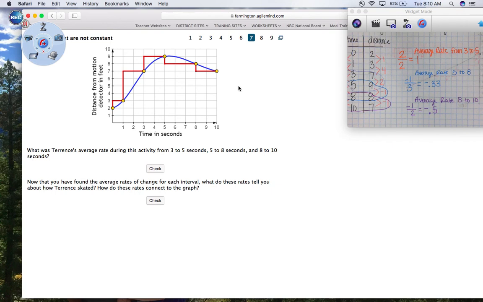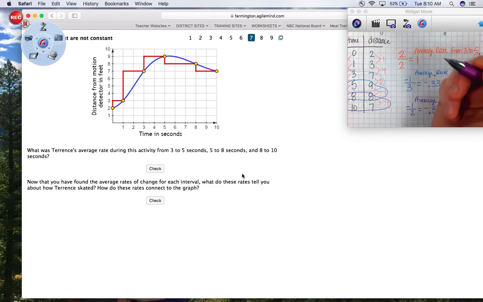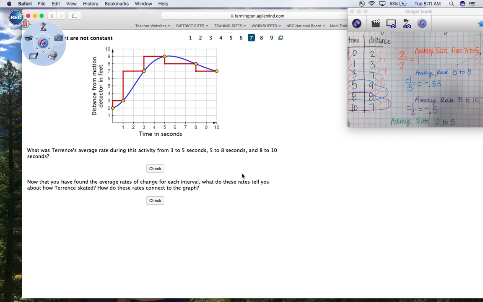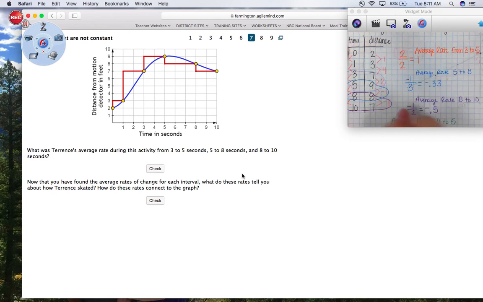You can also say what was the average rate. So if you look, what was the average rate from 0 to 5 seconds? Whatever interval they give you, you're going to just find the rate of that. So average rate from 0 to 5 seconds. So it went from 0 to 5, and it went from 2 to 9. So it went up 7, so 2 to 9.